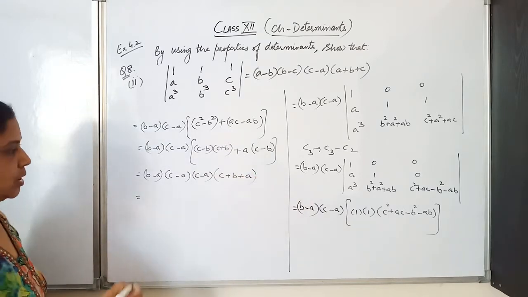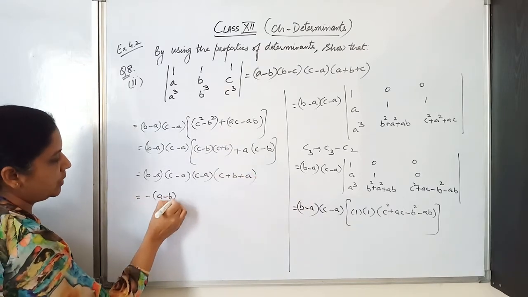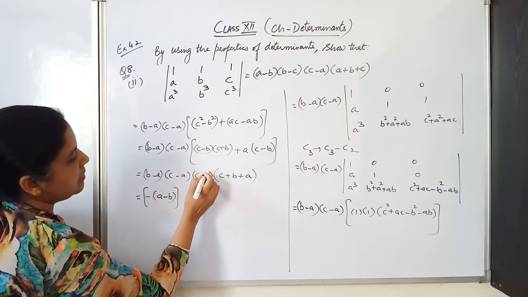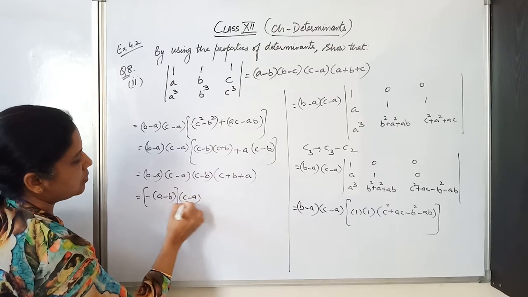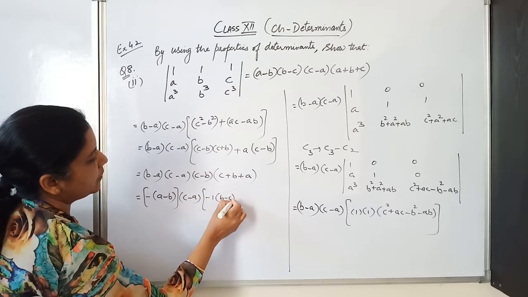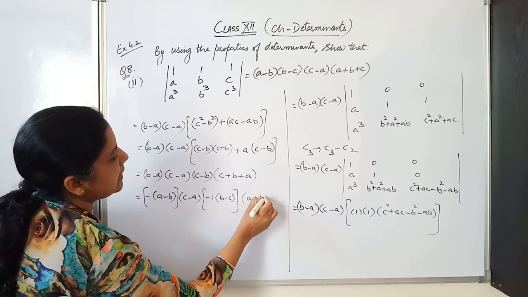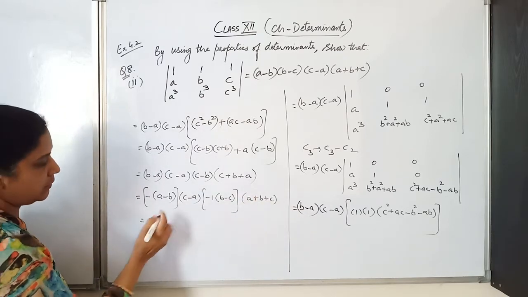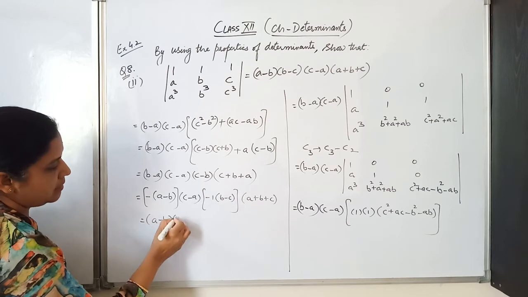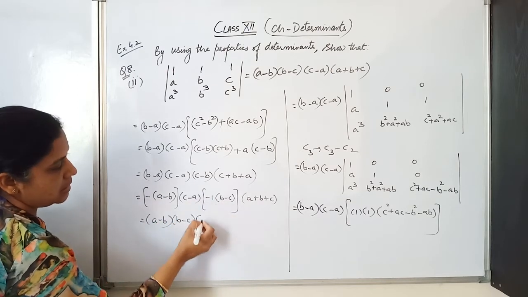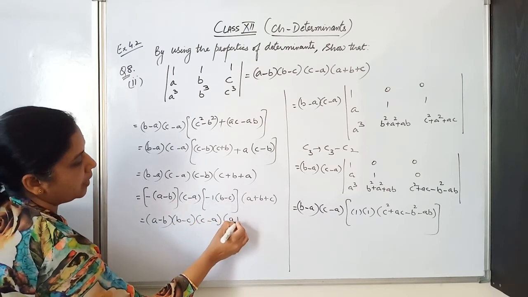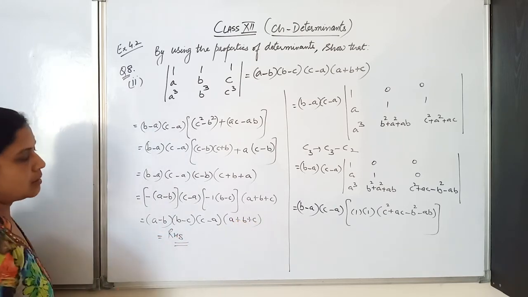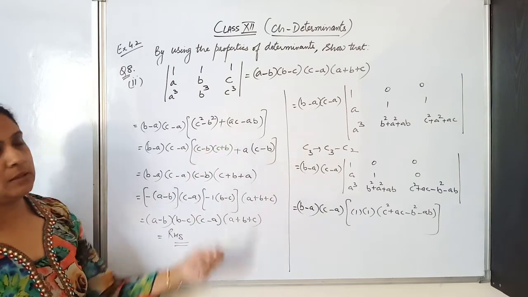Let's rearrange it. I'm going to take negative common from the very first factor. Then C minus B I have written down, so I am going to take negative common from this also, and last is A plus B plus C. Negative into negative becomes positive, so I am left with A minus B, B minus C, C minus A into A plus B plus C as required by the right hand side in the question.